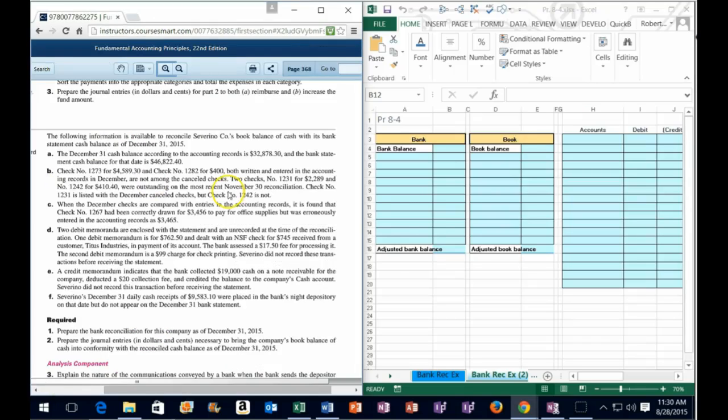Alright, so now I've pulled this over on this side. We have our Excel sheet on this side, and let's take a look at letter A. The December 31st cash balance according to accounting records is $32,878.30, and the bank statement cash balance is $46,822.40. So we're going to have the bank balance here, which is the $46,822.40, and we're going to put the book balance over here, which is the $32,878.30, and that's where that information is going to go.